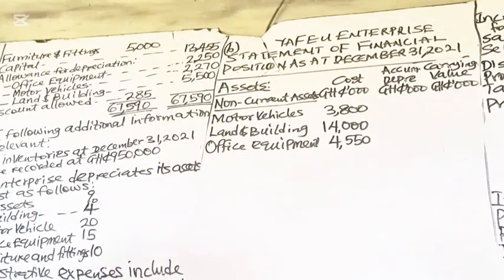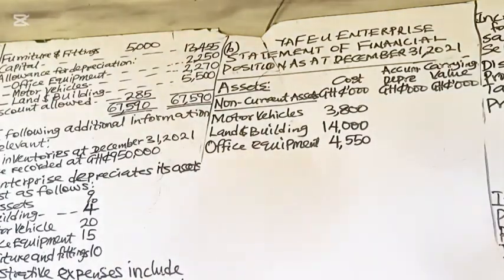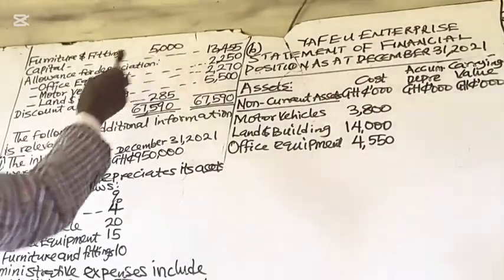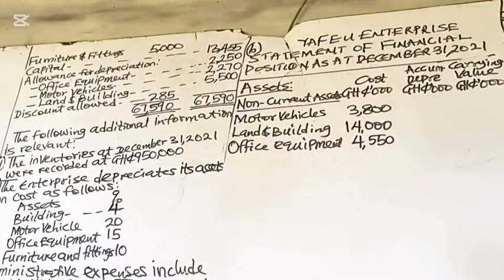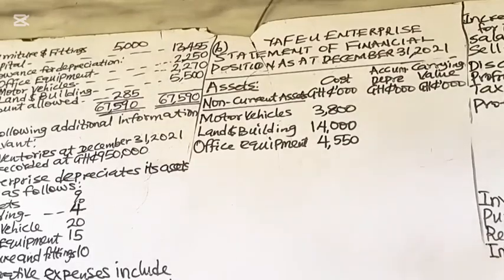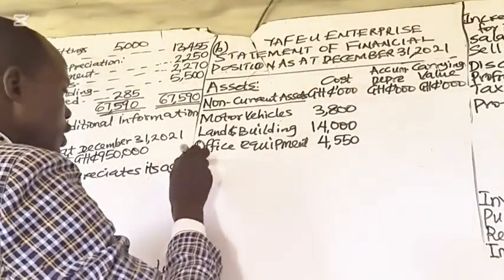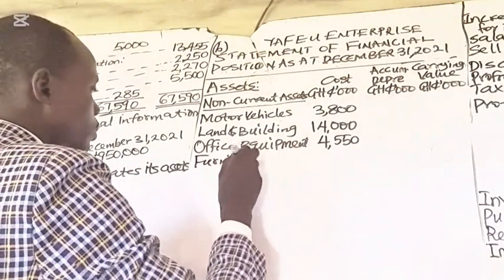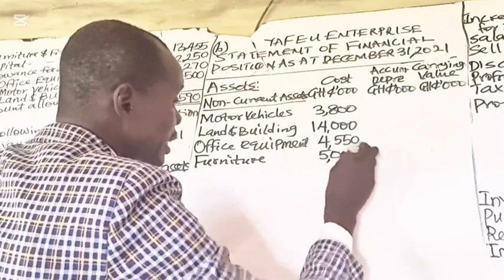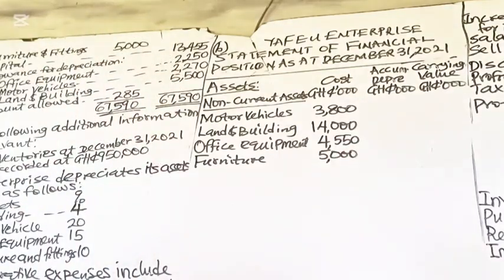Then we also have furniture. Furniture of 5,000 is equally given in the trial balance. Furniture, 5,000. These are the costs of the assets as per the trial balance.